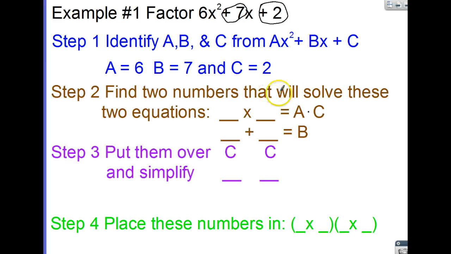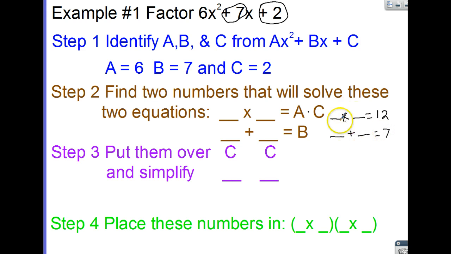Well, step 2 would be to find the numbers that will solve these two equations. And here's where we get our name. And you notice that we're using all 3 letters A, B, and C. But what we want is to find two numbers that will multiply to be whatever A times C is for our problem. And the same two numbers, without changing anything, they have to add together to be the B number. So for our particular problem, we're looking for two numbers that will multiply to A times C. Well, our A is 6 and our C is 2, so 6 times 2 is positive 12. So we're looking for two numbers that will multiply to be 12, and at the same time, those numbers have to add up to be the B number, which is 7.